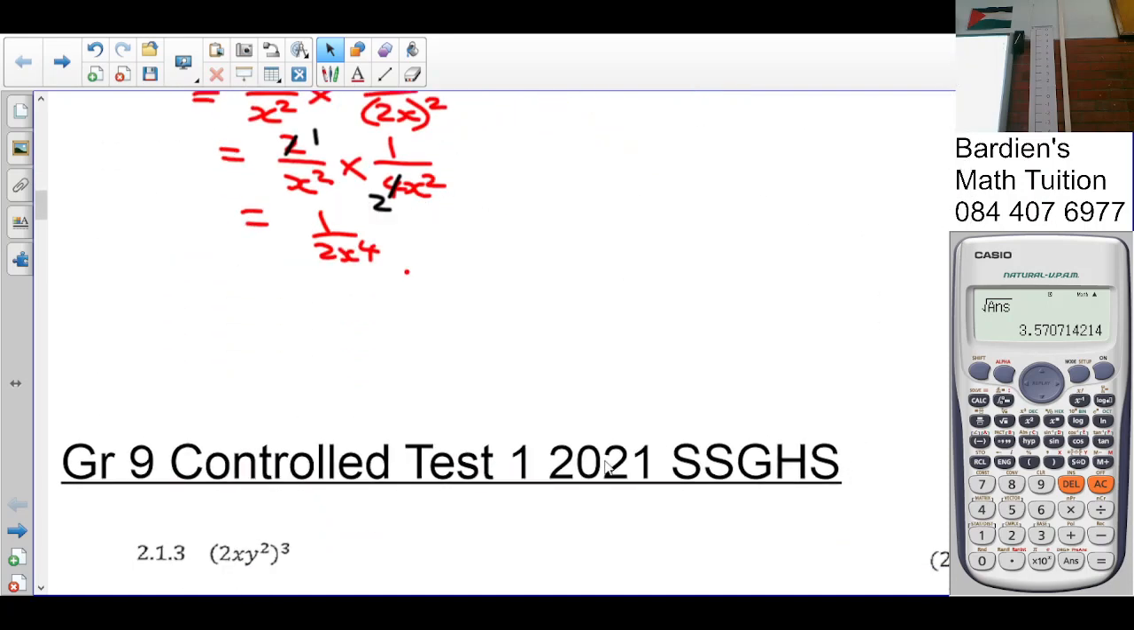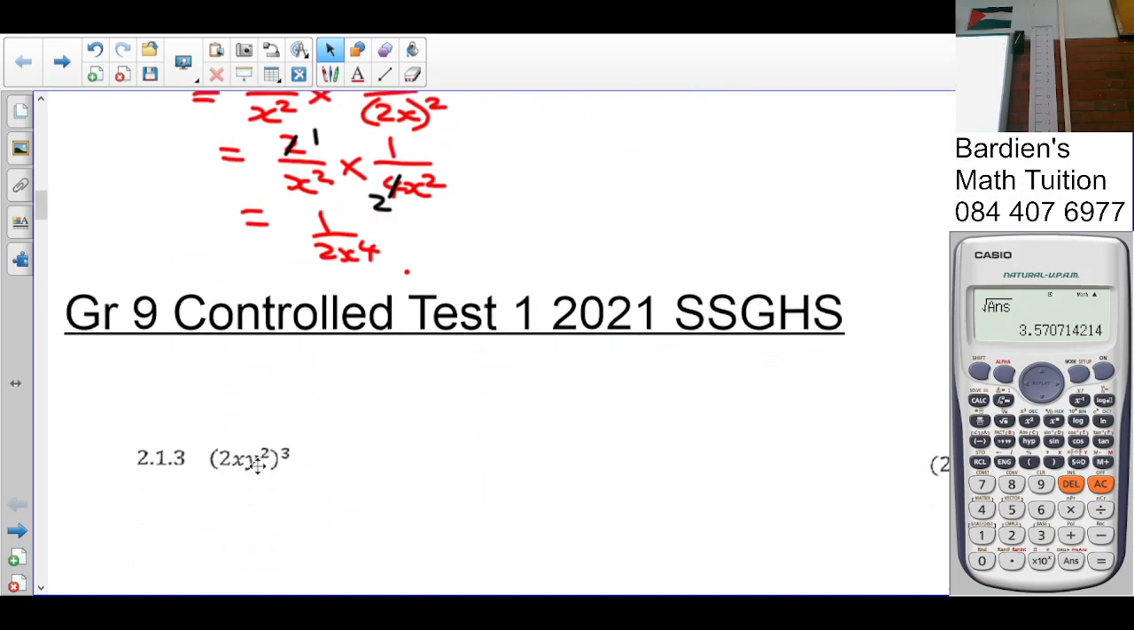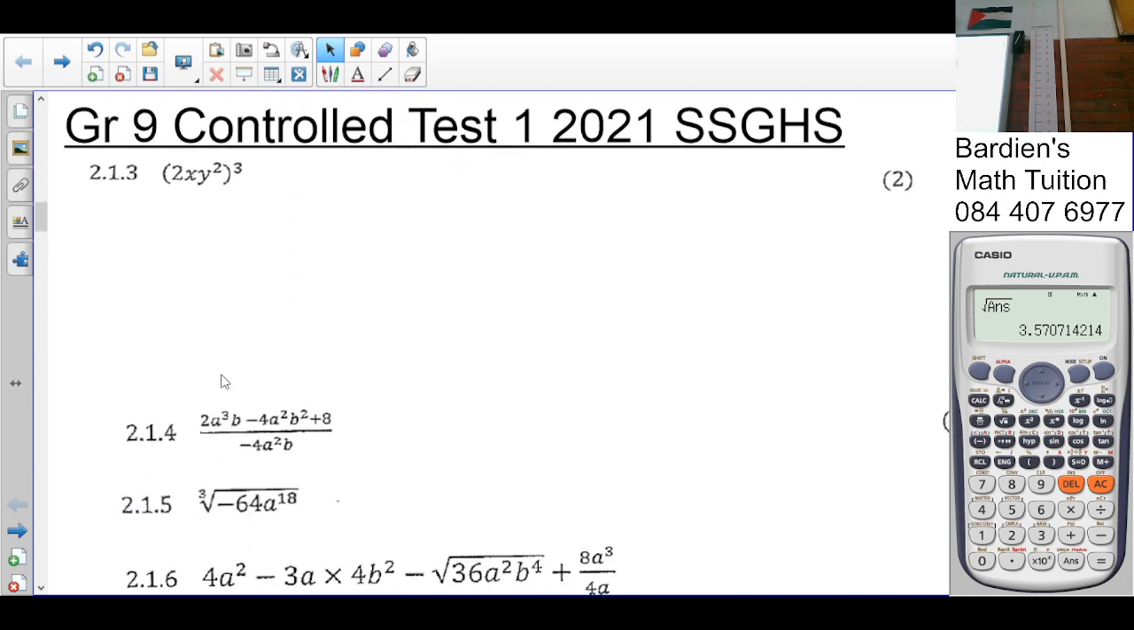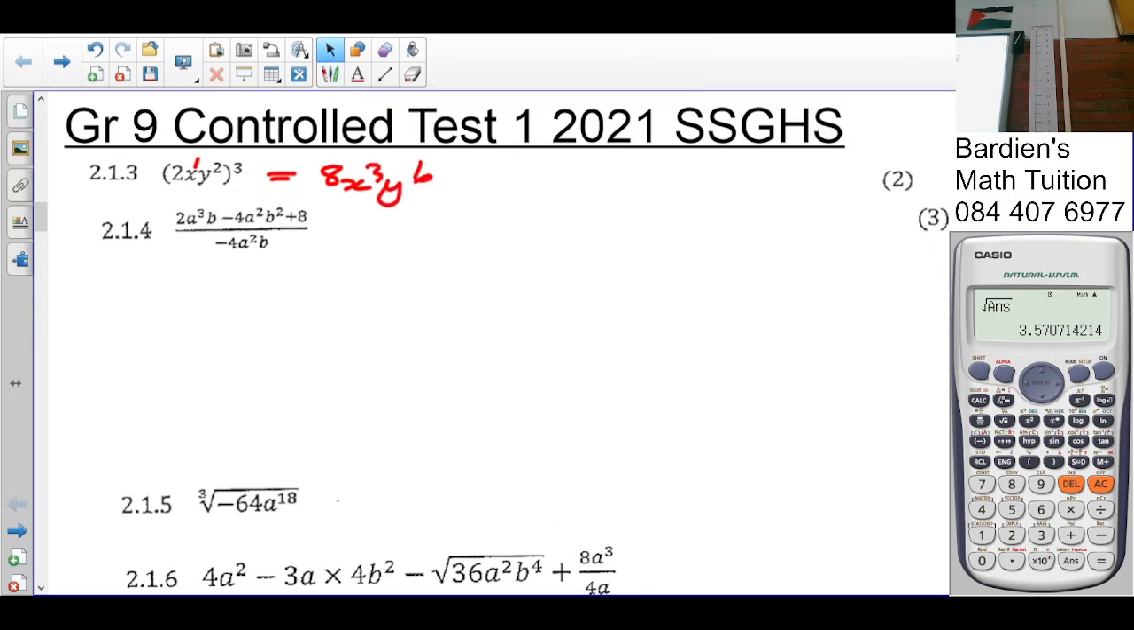Let's carry on. 3.1.2. In question 3.1.2, firstly 2 cubed is what? 8. There's a 1 on the x. So 1 times 3 is 3y to the exponent 6. Let's look at the next one.